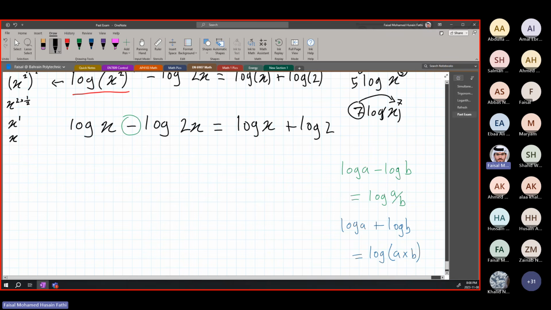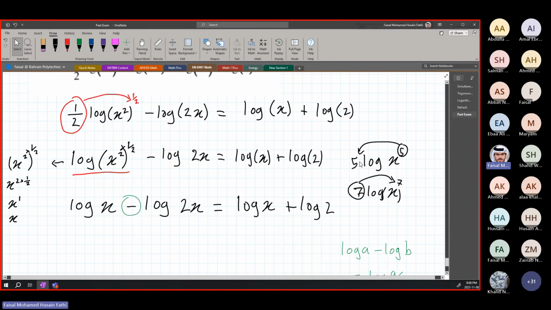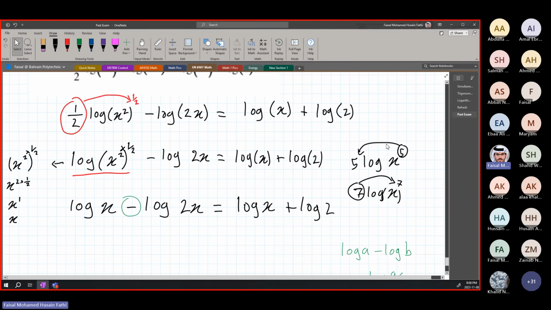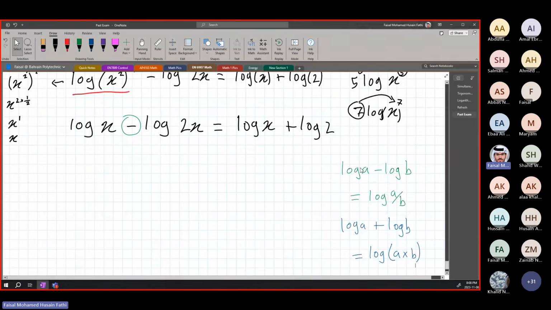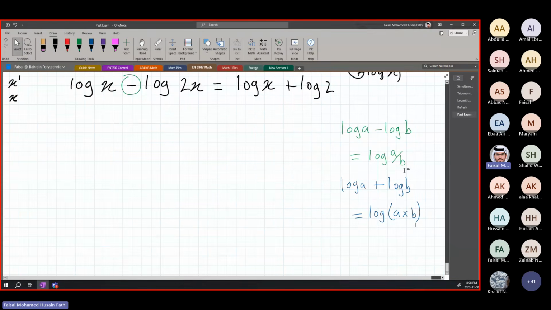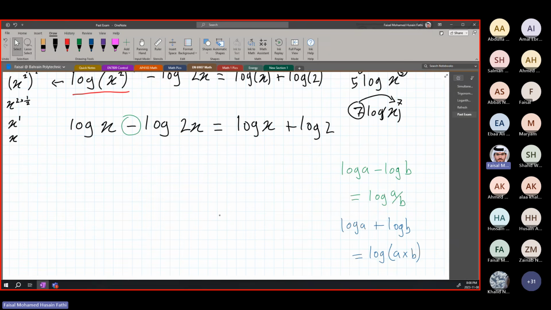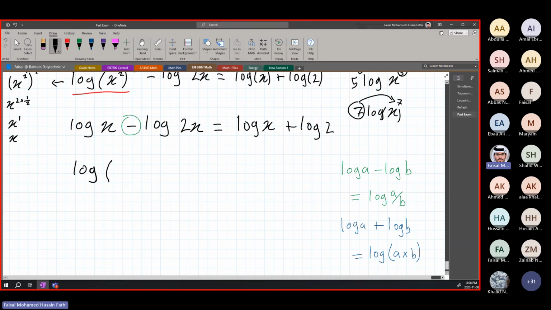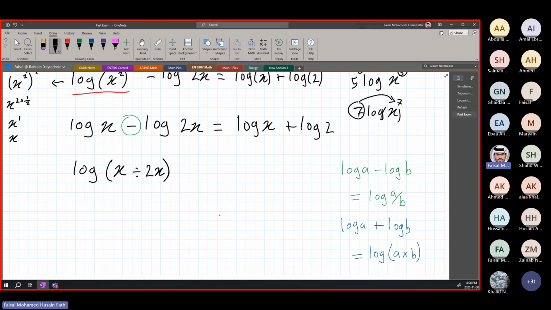Okay? And we're just going to keep applying these rules to simplify it. So this was the first rule: the power we can take out or put back in the log. Second rule, minus between two logs of the same base, and in this case all of our logs are the same base, is going to simply be A over B. And if we add them, it's going to be A times B. So we just do that. For log of x divided by 2x.